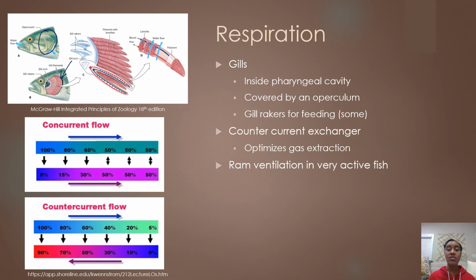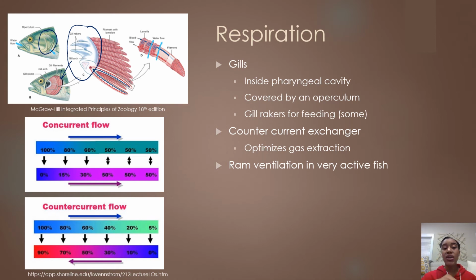And so also in the rayfin fish, they have these structures called gill rakers. And these gill rakers can be used by some fish for feeding purposes. They'll use these gill rakers to strain food from the water column, particularly if they're particle feeders or suspension feeders. But that's not the case for all fish. Some of them don't use these gill rakers for that purpose.